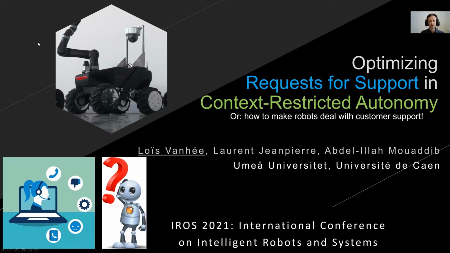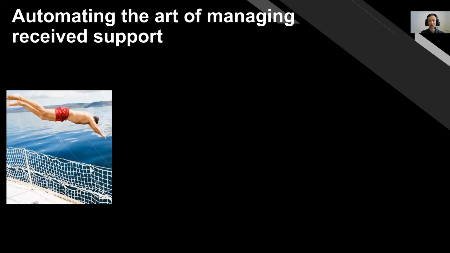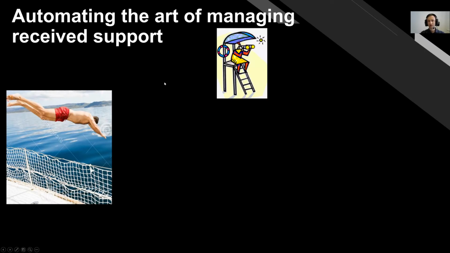So let's get started with an informal example, typically automating the art of managing received support. Let's imagine you are on a nice boat and you want to enjoy jumping into the ocean to see the fish and have a good swim. It's an activity that has a bit of risk, and for which it's important to get a minimal degree of support. Notably, to have someone watching you in case you drown, or you get an accident, or get stung by something and you want to get help.